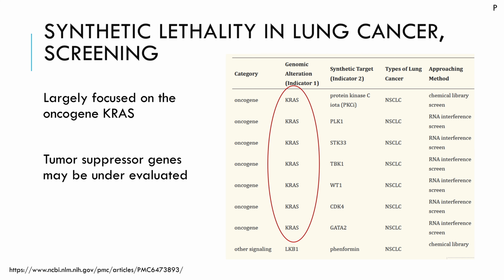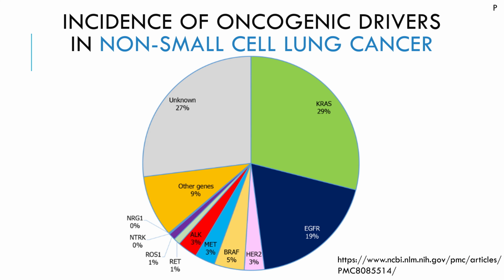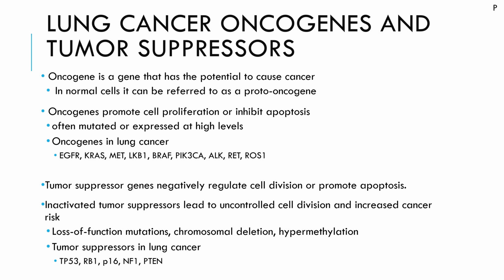On the next slide. There's probably a very good reason that many of the investigators have focused on KRAS as an oncogene, as it might relate to synthetic lethality, because it is present in so many non-small cell lung cancers. This pie chart illustrates that about 29% have a very high rate of mutated KRAS. Next, Matthew.